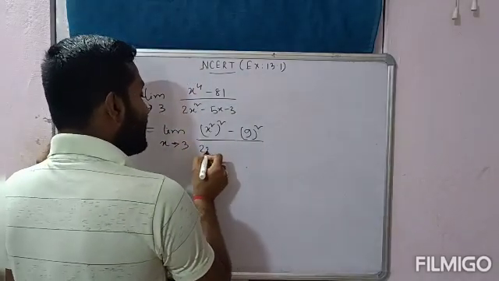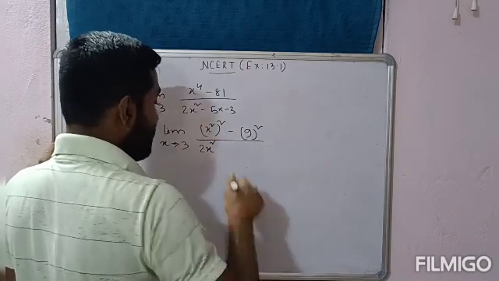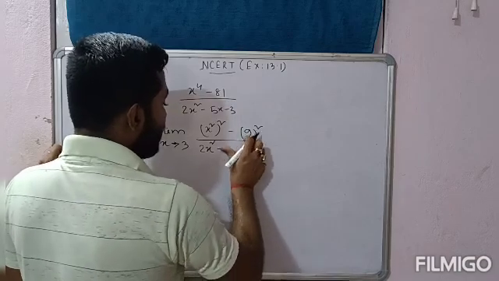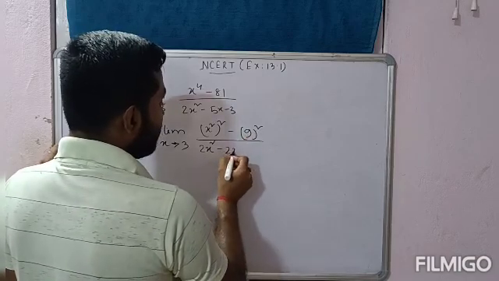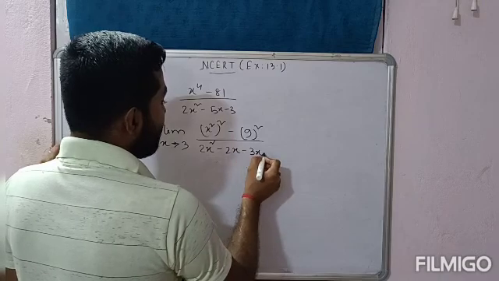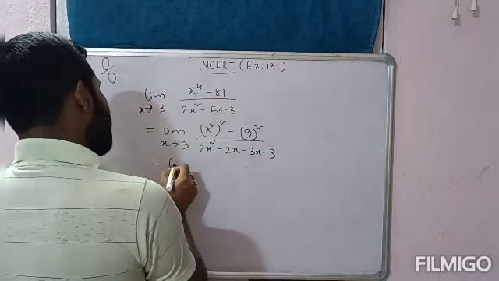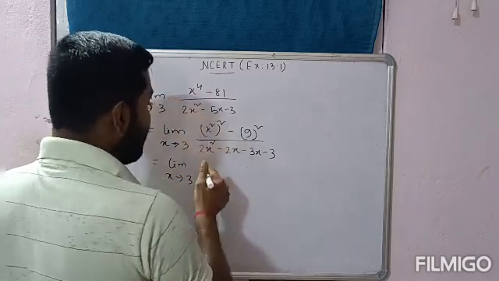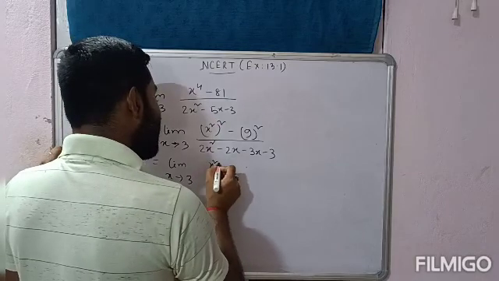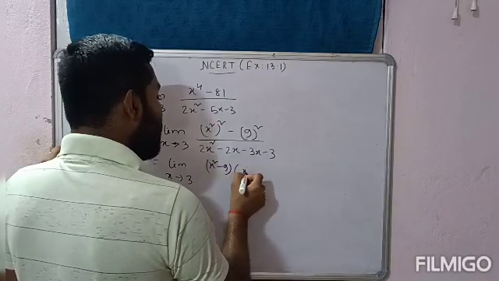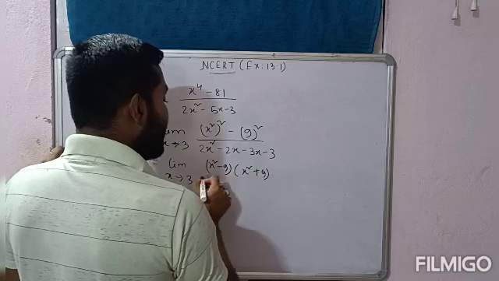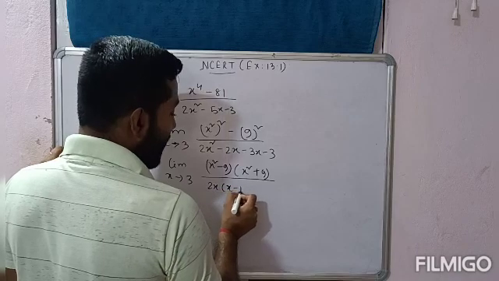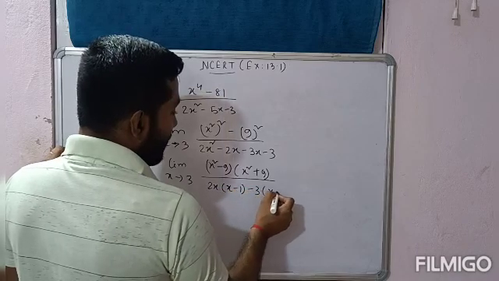So twice x square minus 5x can be written as twice x square minus 6x plus x minus 3. Okay, so limit x approaches 3. Numerator is x square minus 9 square. It can be written as x square minus 9 into x square plus 9, divided by, if I take twice x common from the denominator, it will be x minus 3 common.